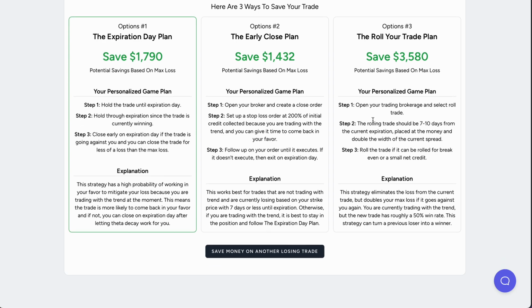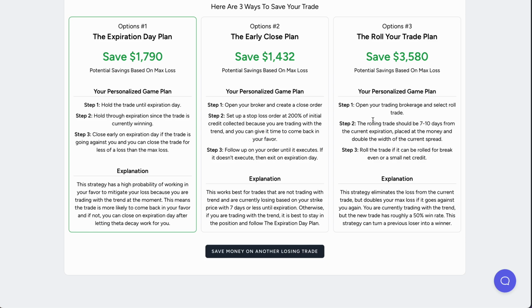Option number 3, and a bit more of a complicated approach, is to roll your trade. Rolling your trade has 2 different categories. This is best for, again, if you're getting close to expiration, roughly 7 days out, and your strike price is about to get hit or getting hit, or it's below your strike price. Now, again, you have 2 different options.